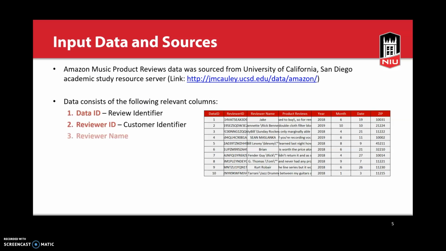So we got our data of Amazon music product reviews from the University of California, San Diego, the UCSD website. Our data has some columns like data ID, which is the review identifier. Then there is reviewer ID, which is the customer identifier. Then reviewer name. Then product review, of course. And then there is the year, month, date of review. And the last is customer zip code that tells you where the customer is reviewing from.